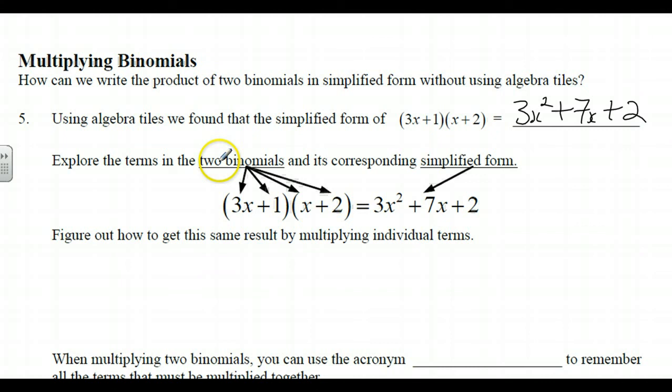Now, if we explore the terms in the two binomials, we've got a 3x and an x, or a 3x and a 1, we've got an x and a 2, and if we look at the simplified form, you'll see we've got a 3x squared and a 2, and we've got a 7x. So we want to figure out, how do we get this same result by multiplying the individual terms?